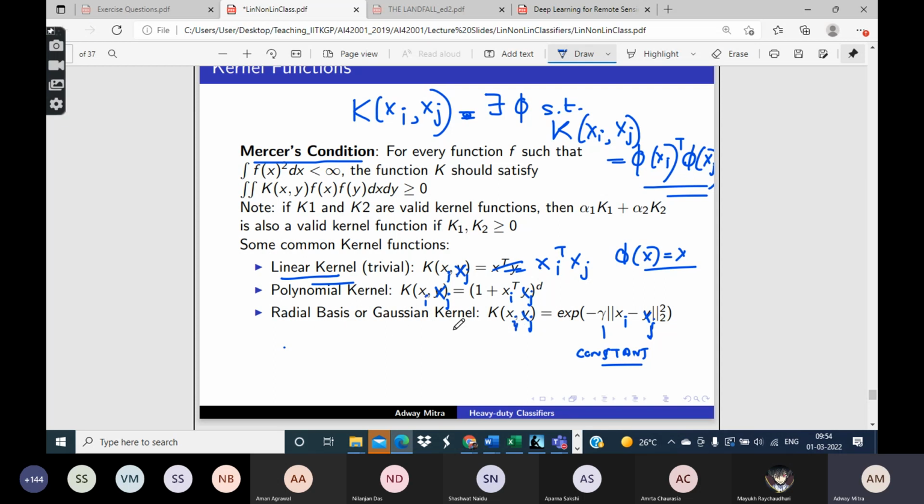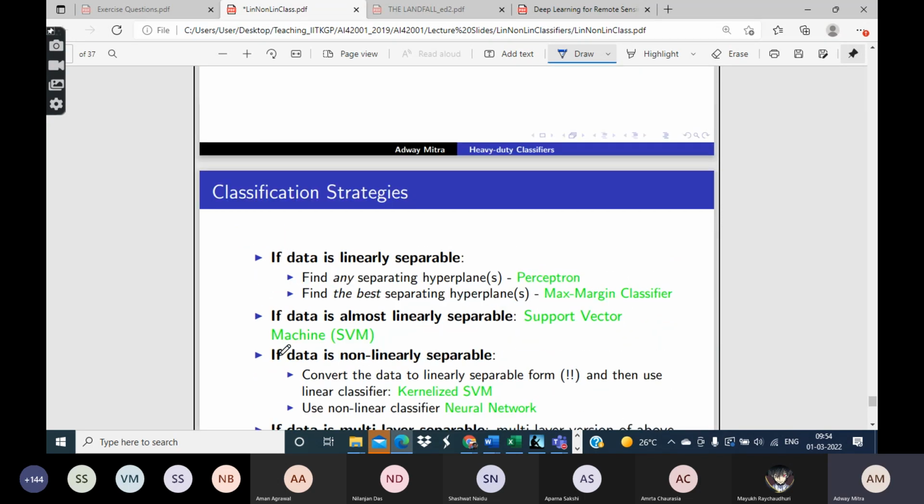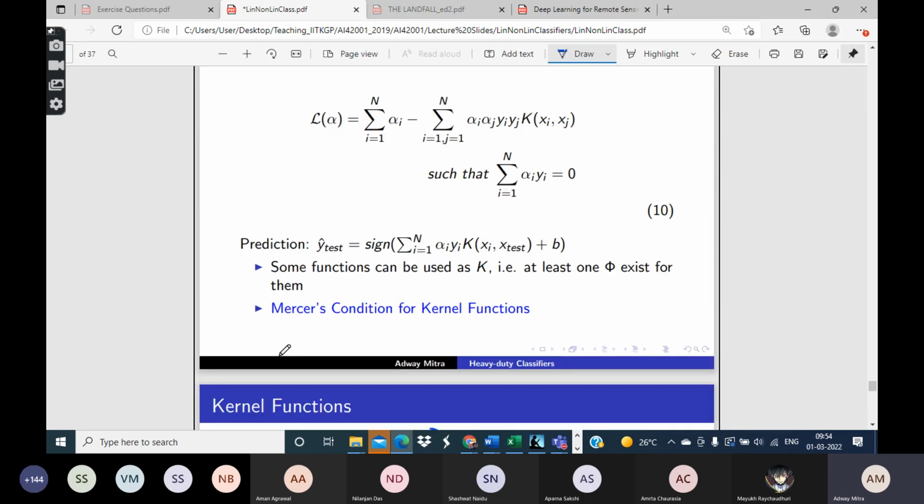So these have all been shown to satisfy Mercer's condition, which means that there does exist some phi, that is, some nonlinear transformation of the vectors, for which this function will be equal to phi xi transpose phi xj. So where does it take us? What does this benefit us?